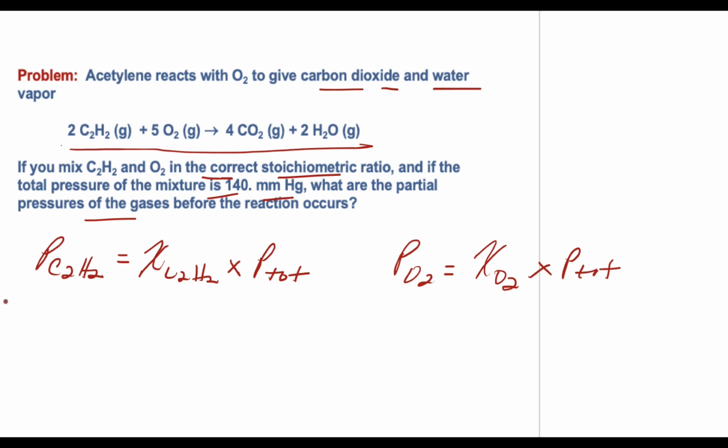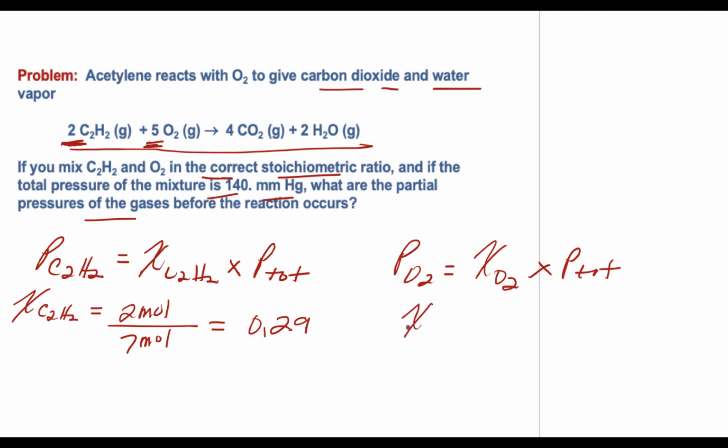Okay, so we need to find the mole fraction of the acetylene, so that's C2H2, and that's going to be equal to the number of moles of acetylene. So we have 2 moles because we're calculating this before the reaction takes place. And then we need the total number of moles. We have 2 moles of acetylene and 5 moles of oxygen, so that'd be 2 moles divided by 7 moles. So that'd be 2 divided by 7, that'd be 0.29 as a mole fraction.